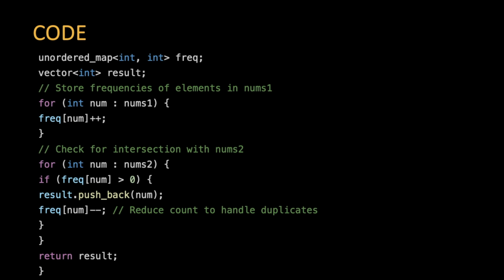Now once we are ready with the frequency map, we iterate through nums2 and check if the frequency of the num is greater than 0, which means that element exists. We straight away take that element and push it into the result array, and at the same time we reduce its count to handle the duplicates. We do frequency of num minus minus, and at the end we simply return the result vector, where we stored all the intersection elements.